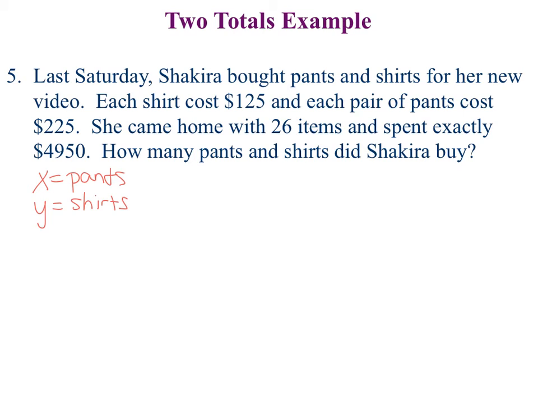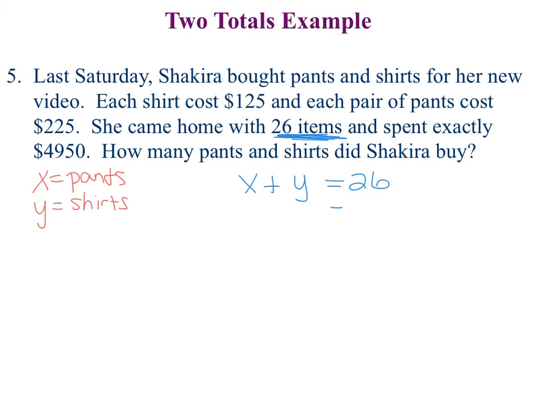Next, we're going to go ahead and look for our totals in the problem. So it says she came home with 26 items. So one of our equations will equal 26, and that's going to deal with just items. And items here would be your pants and shirts. So we're just going to say X plus Y. The number of pants plus the number of shirts was 26.